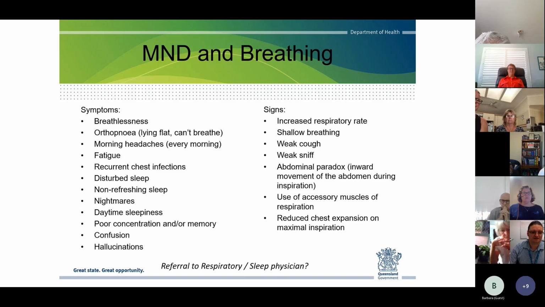Once you experience these things, it should be a good plan to go to a respiratory sleep physician and get into a sleep or respiratory clinic. All right.